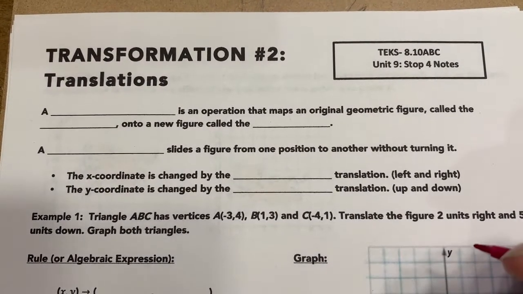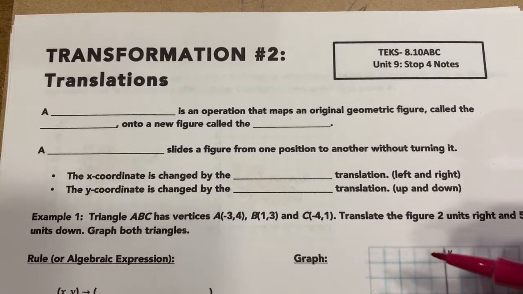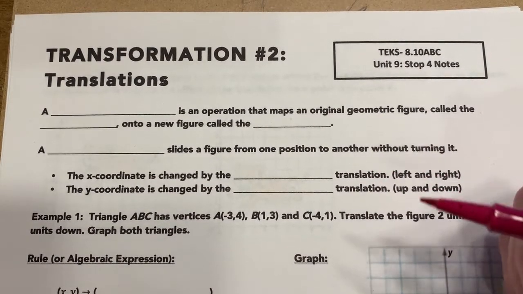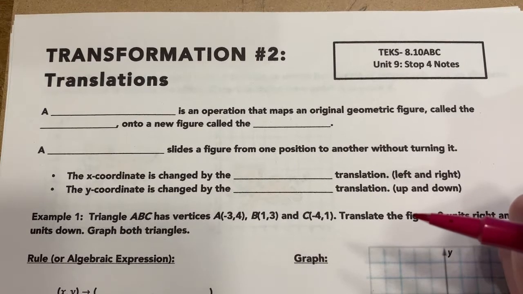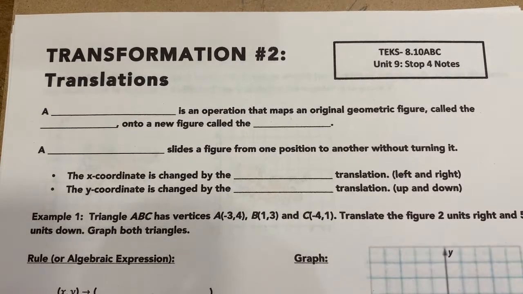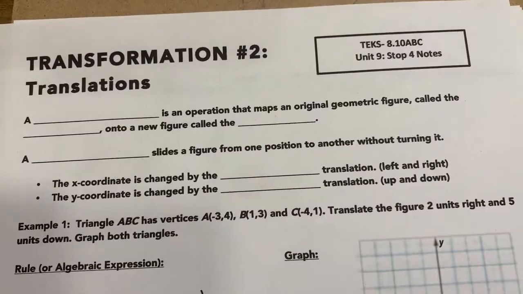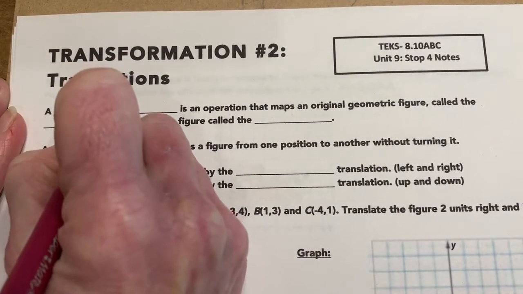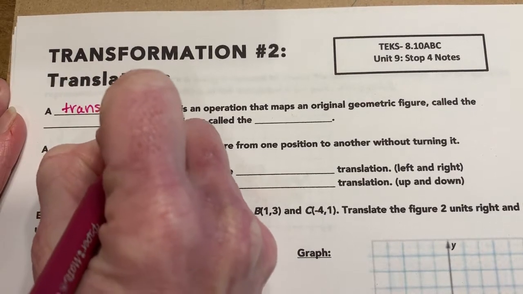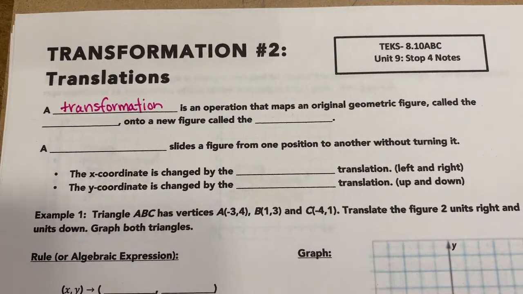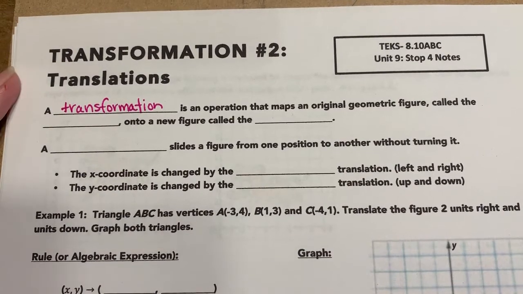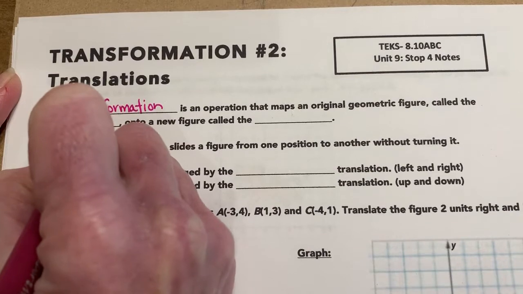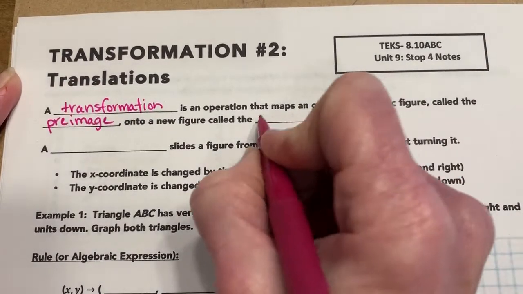So we're going to continue to talk about transformations. So in this video, we'll be talking about our second transformation, the translation. Earlier, we talked about dilations. So just as a reminder, a transformation is an operation that maps an original geometric figure called the pre-image onto a new figure called the image.